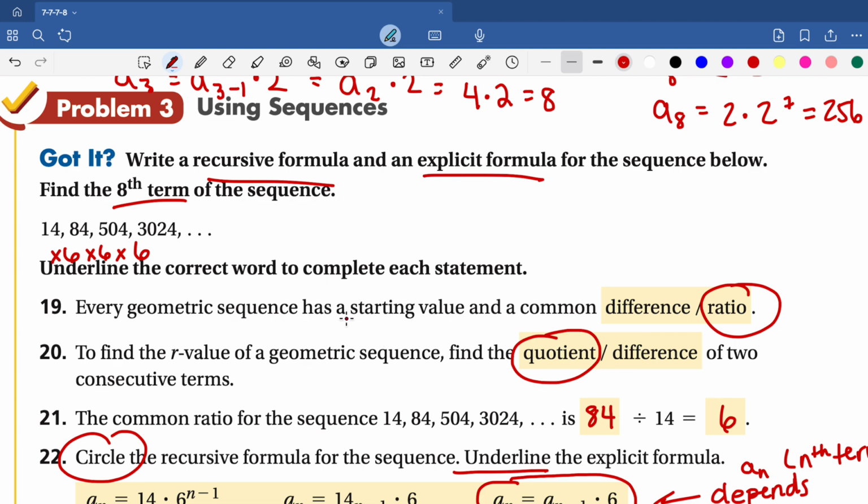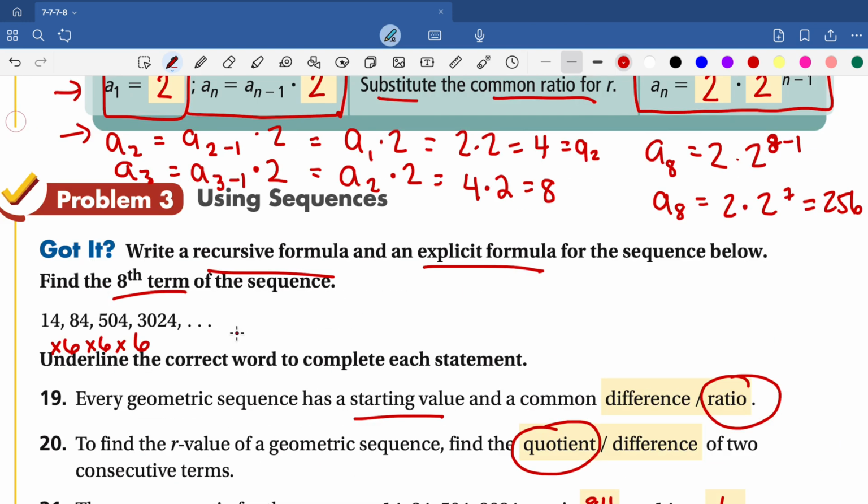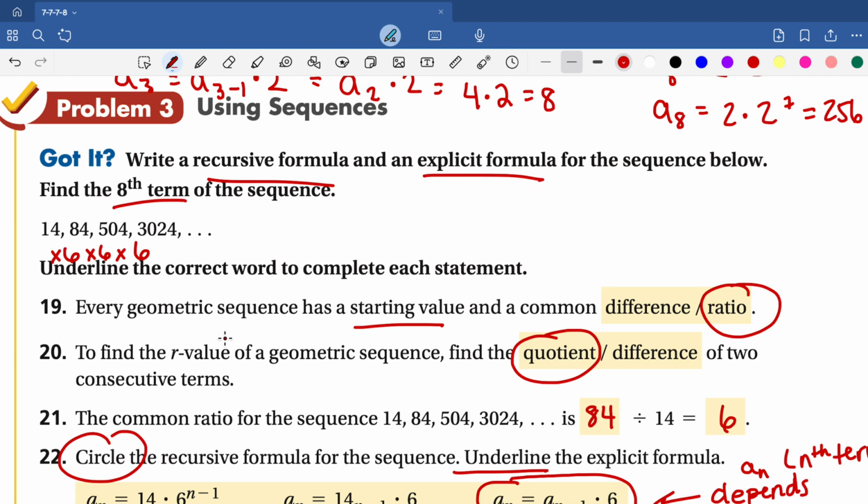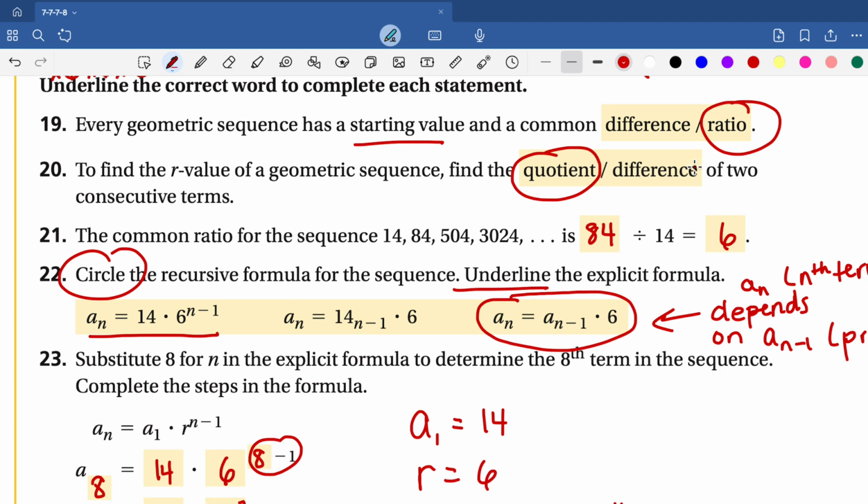Now, every geometric sequence has a starting value and a common ratio. We know that. To find the r value, find the quotient of two consecutive terms. The common ratio for the sequence is 84 divided by 14, which is 6, which we found out here. We can fill all that in after you identify that stuff. And your first term here is 14. So to write either, you need a sub 1, which is your first term, and you need r for both your explicit and recursive formulas. Your r here is 6, okay?